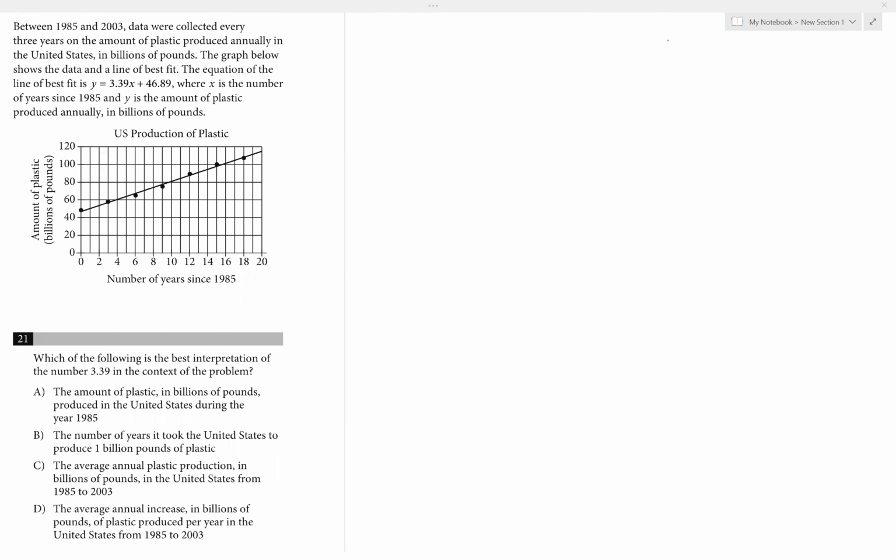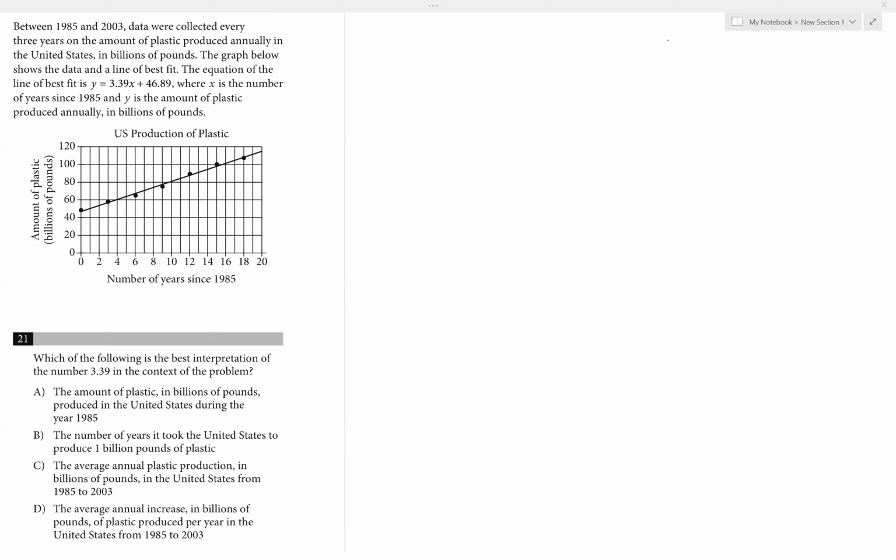All right, number 21. Between 1985 and 2003, data were collected every 3 years on the amount of plastic produced annually in the United States in billion pounds. The graph below shows the data and the line of best fit. The equation of the line of best fit is y equals 3.39x plus 46.89, where x is the number of years since 1985, and y is the amount of plastic produced annually in billions of pounds.